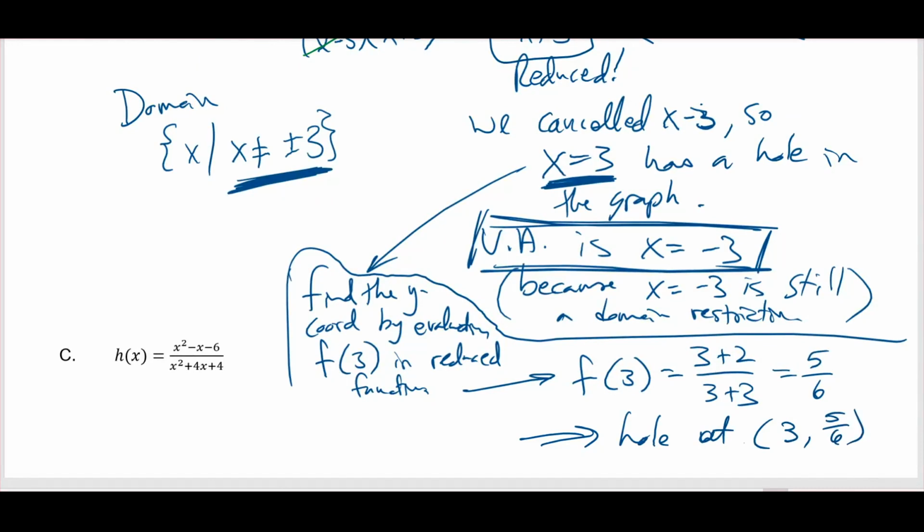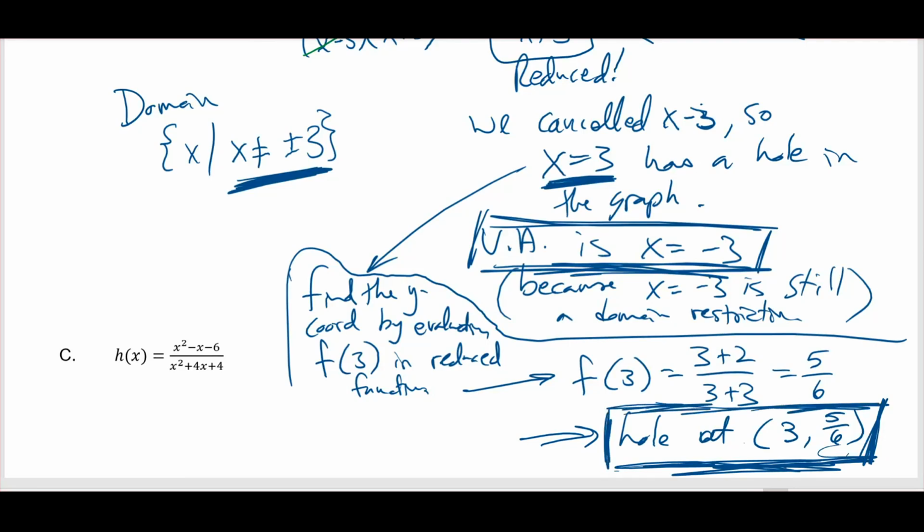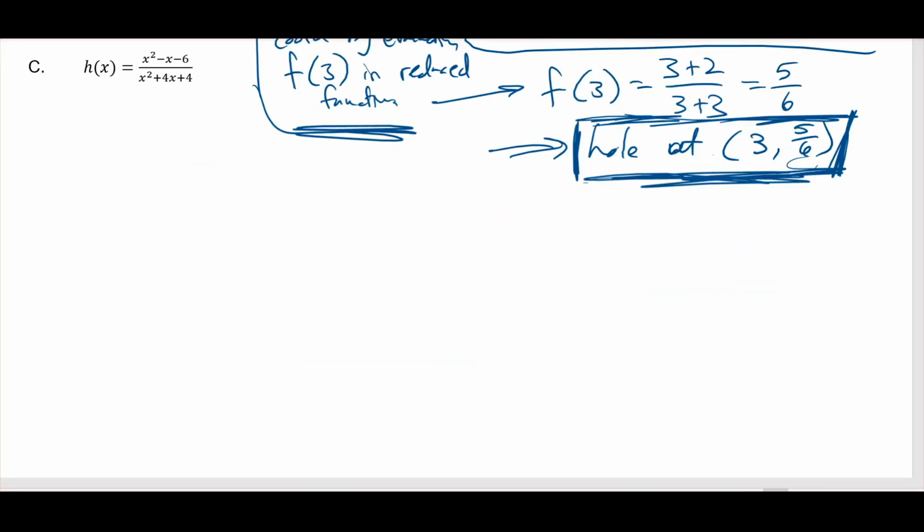So we've got a vertical asymptote at x equal -3. That's a vertical line. And we've got a hole in the graph where x equals 3, and we found that y value by just evaluating that in the function. All right, cool. All right, one more here.